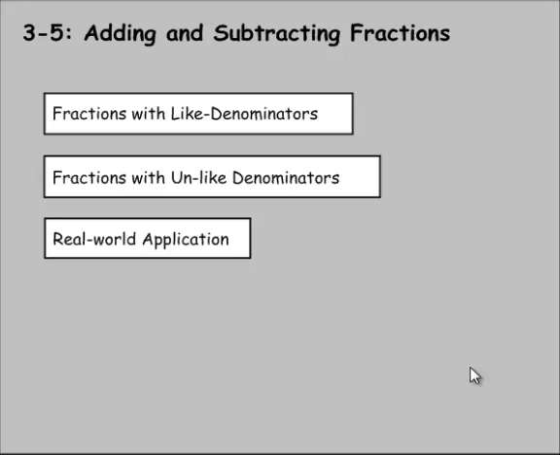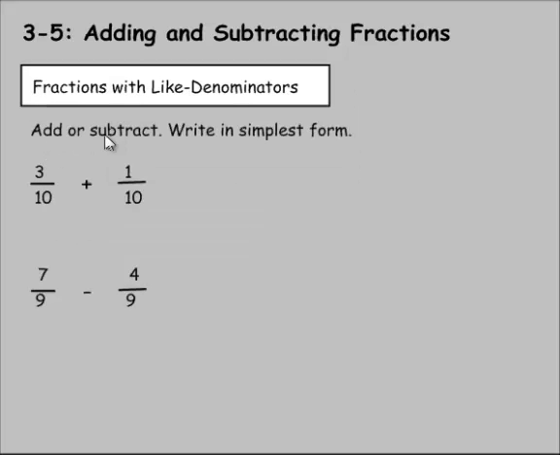Moving on to fractions now, so we have adding and subtracting fractions for lesson 5. First we'll do fractions with like denominators, then we'll do unlike denominators, and then solve a word problem. First let's add or subtract with like denominators. We need to write this in simplest form once our answer is made.